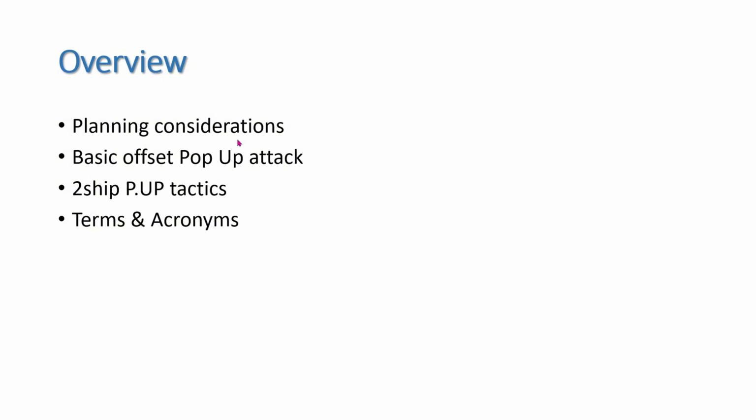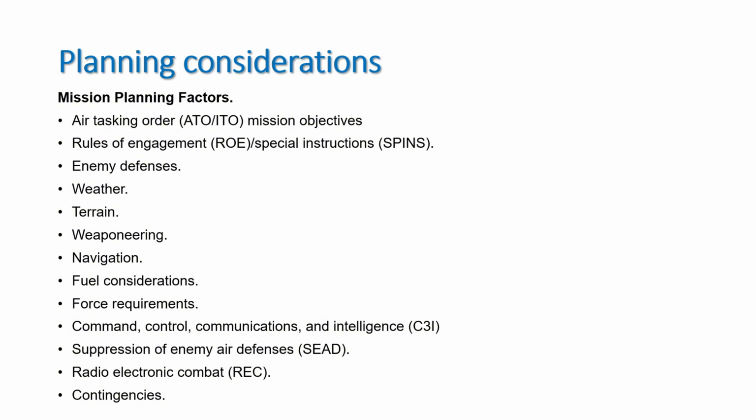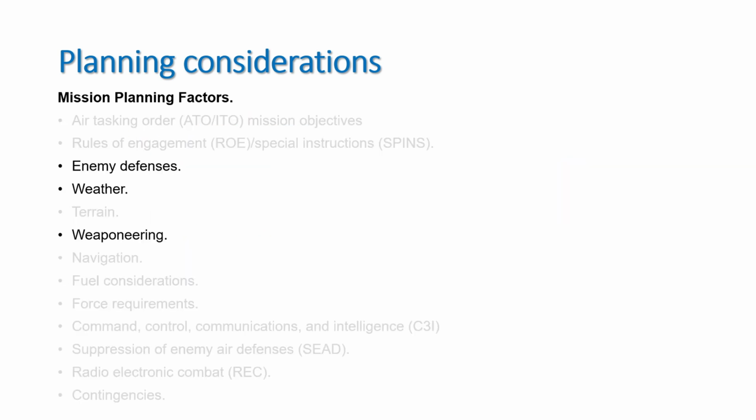terms and acronyms. The main question you need to answer before you plan your pop-up attack is why are you doing so? Air-to-surface missions have two basic objectives: target destruction and force survival. That's gonna be our objectives and consideration while planning pop-up attacks. In real-life planning, these are all the factors you need to account while planning for your pop-up or surface attack in general. But here in the DCS, for simplicity, we are gonna deal only with enemy defenses, weather and weaponeering.